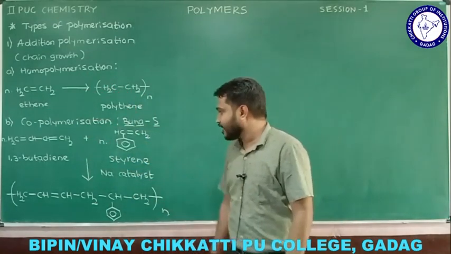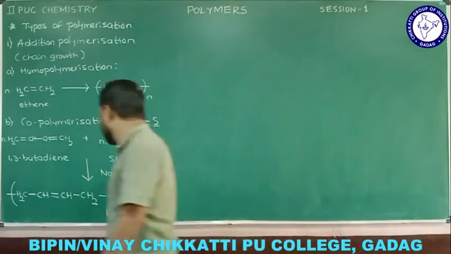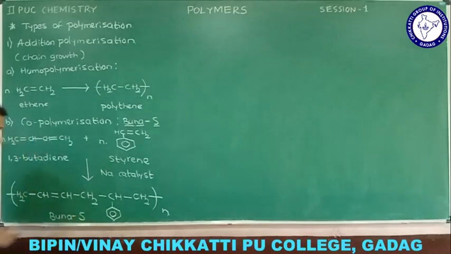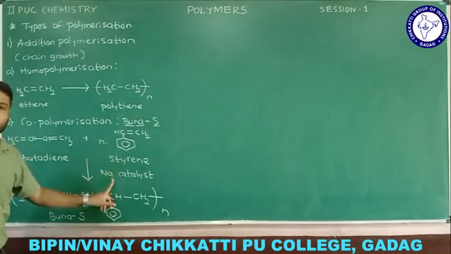Similarly, in case of the second one, Buna-S. So try to know, this will be the structure of Buna-S. Okay, so Buna-S is formed by copolymerization of 1,3-butadiene and styrene in the presence of sodium catalyst.